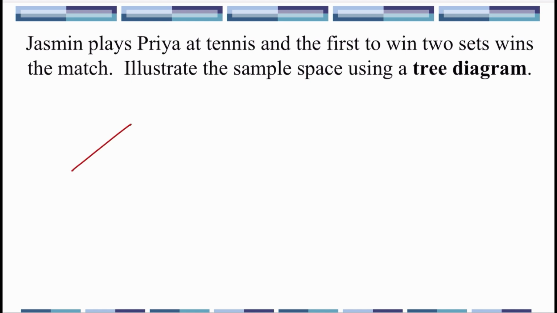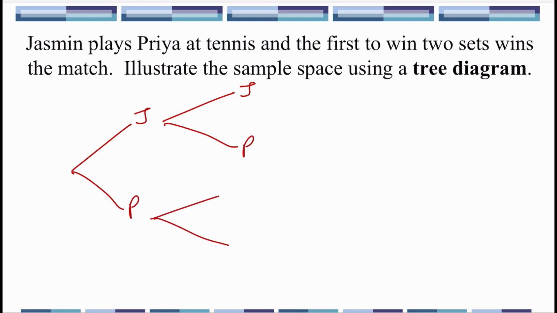We have 2 people playing, so Jasmine and Priya, and let's say that these letters represent Jasmine wins the first set and Priya wins the first set. So then they play a second set. So either Jasmine can win the second set or Priya can win the second set. And if Priya wins the first set, then Jasmine can win the second set or Priya can win the second set. Now, because it's the first to win 2, if Jasmine wins both, then we'd stop.